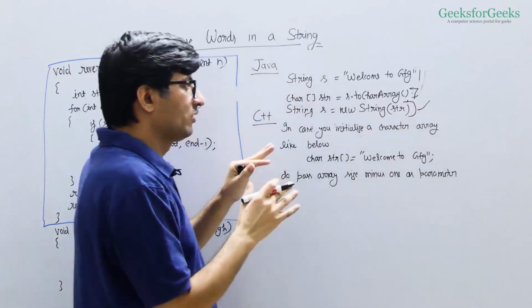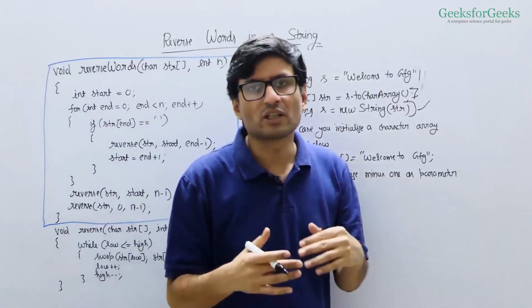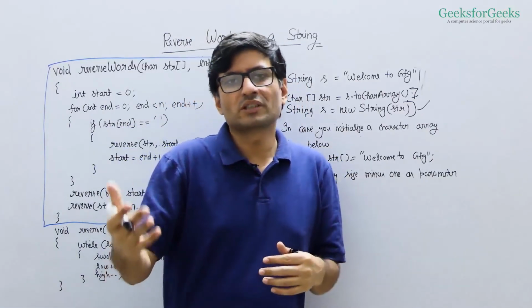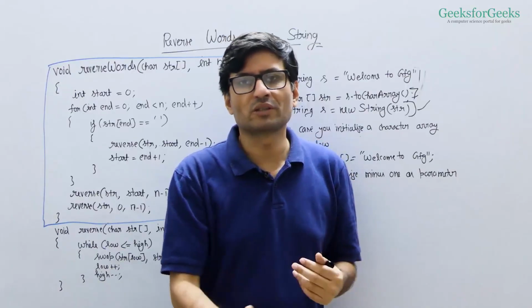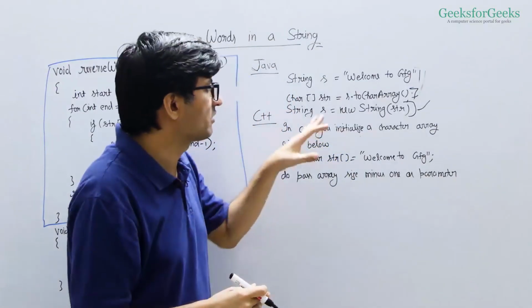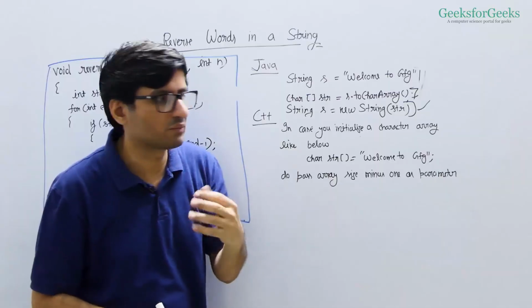Right, so this will not be a big extra space, but it will require extra space because you are copying a string to an auxiliary array and then copying the auxiliary array back to a new string, but it's still better than using a string object.